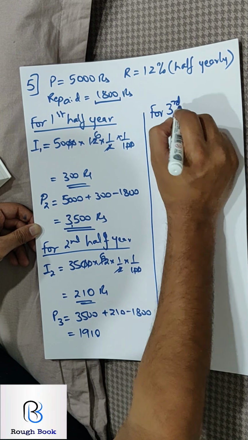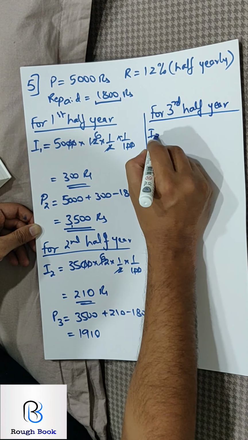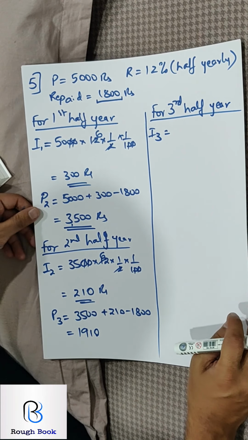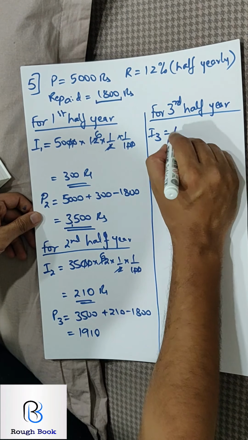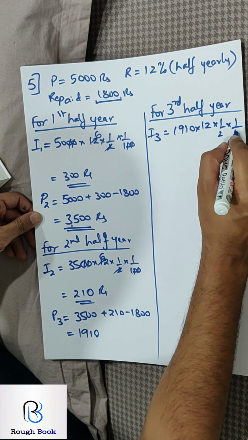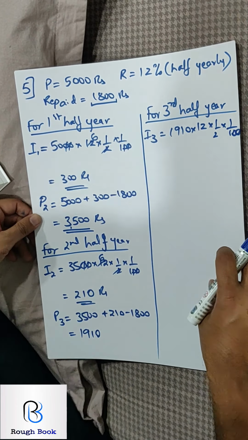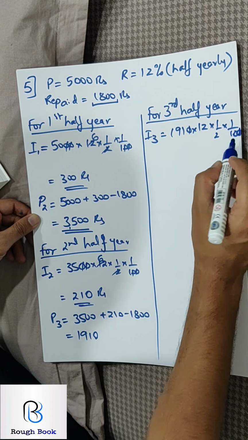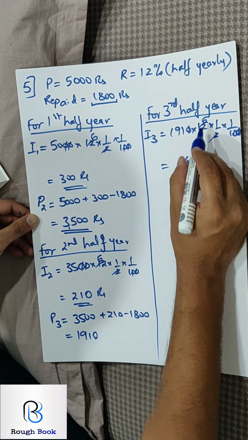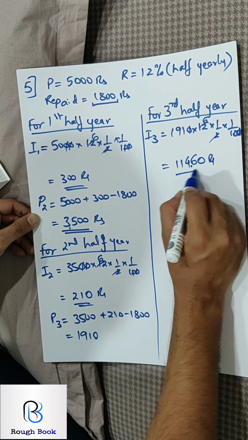Now I will have to go for the third half year. So for third half year, that becomes my I3. I have to go at the end of the third year. That's why I am calculating I3. So that will be 1910 at 12% half year. Are you with me till here? Half year and all that. Please don't forget that. So 1 0 is getting cancelled, 1 0 is balance, 2 ones are 6. So I'll have to put a decimal. So I get 114.6, so make it 60.